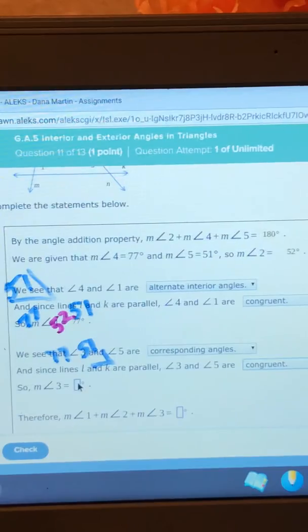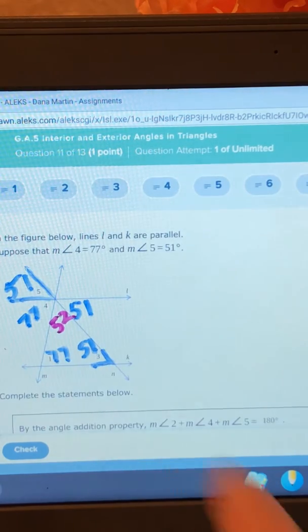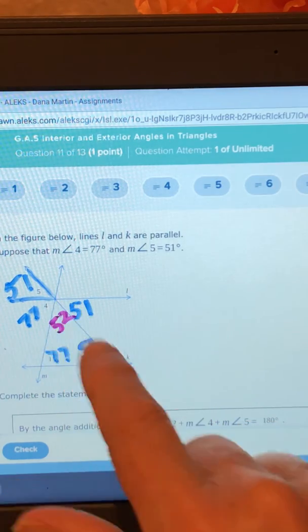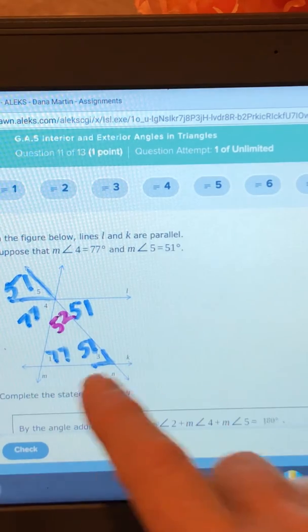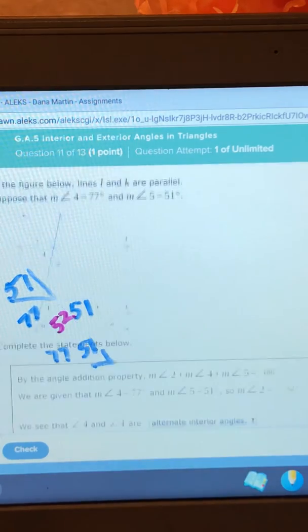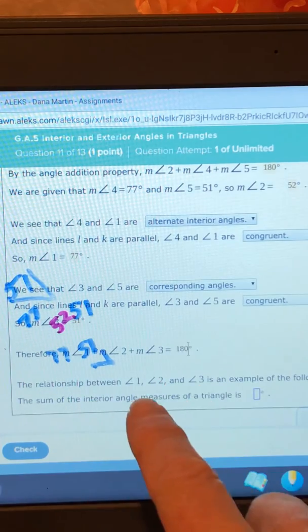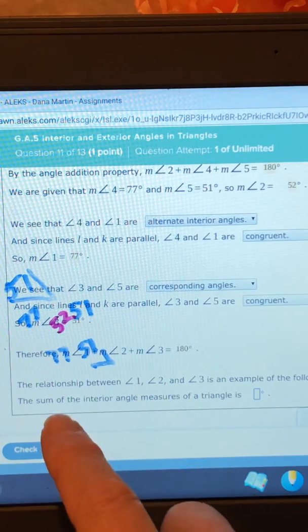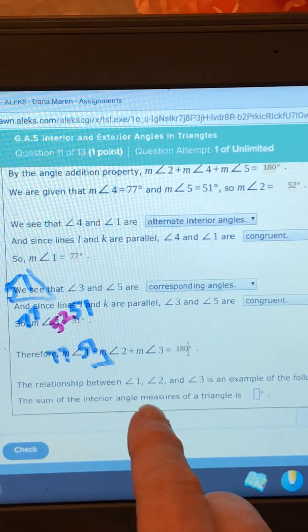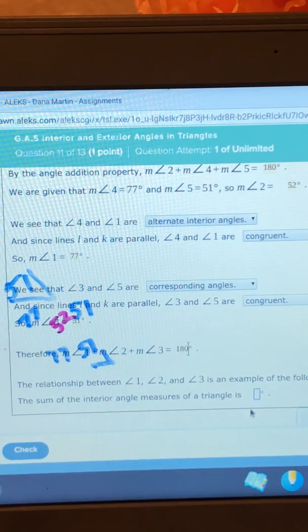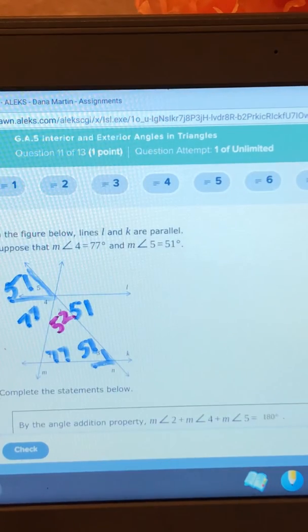Okay, and then they're saying the measure of angle 1 plus 2 plus 3. We already know how much they are. We know that all 3 of those angles, because they're inside the triangle, are equal to 180. Then it says the relationship between angles 1, 2, and 3 is an example of the following rule: the sum of the interior angle measures of any triangle is 180. Okay, so we now have that one done.